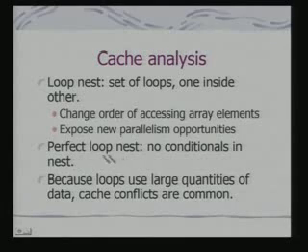A perfect loop nest will be the one where there are no conditionals in the nest. If there are conditionals, the data may not be properly reused. And because loops use large quantities of data, cache conflicts are common. That's why loop nesting is an important operation for dealing with this cache behavior.